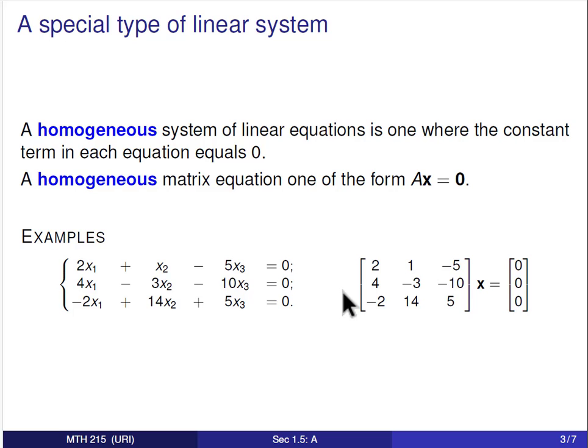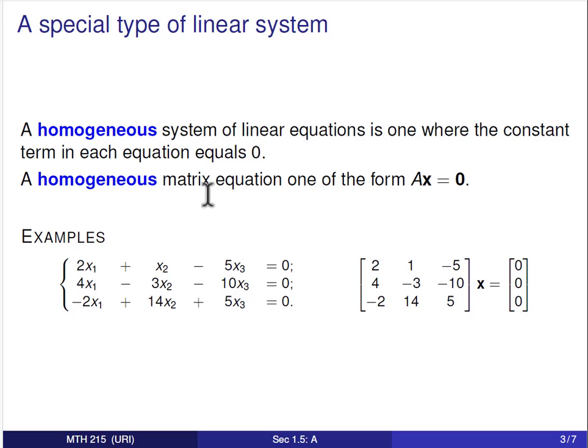The definition is as shown here. A homogeneous system of linear equations is one where the constant term in each equation equals 0. So we have an example on the left here. It's a system of linear equations like we've been dealing with so far. And you'll notice that in every one of these equations, what it is set equal to is 0. Every equation has equals 0 on the right-hand side.